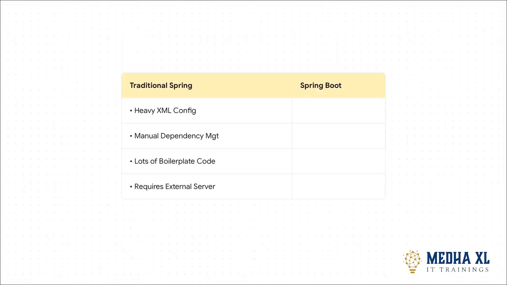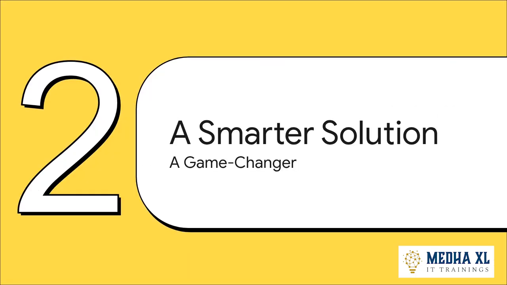Back in the day, you were just drowning in these massive XML files trying to wire up every little piece of your application. You had to manually hunt down all your dependencies and then just pray that the versions would actually work together. It was a total nightmare. This all meant writing tons and tons of what we call boilerplate, that same repetitive setup code over and over again for every single project. And even after all that, you still had to go and set up a whole separate web server just to run the thing. So yeah, it was pretty obvious that something had to change.